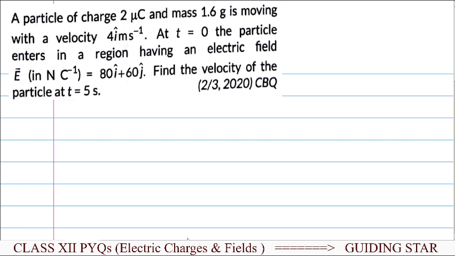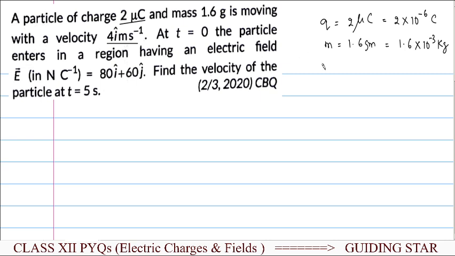In this particular question, a particle of charge 2 microcoulomb and mass 1.6 gram. So charge is given Q equal to 2 microcoulomb, mass is given 1.6 gram. So 2 microcoulomb means 2 into 10 to the power minus 6 coulomb, and this is 1.6 into 10 to the power minus 3 kilogram, and moving with a velocity of 4 i cap meter per second.